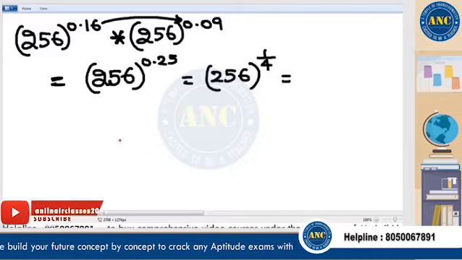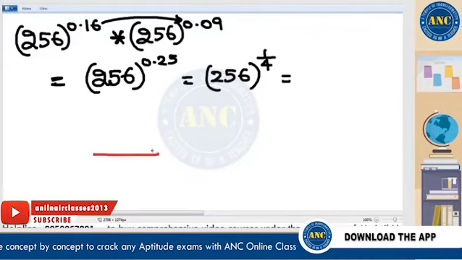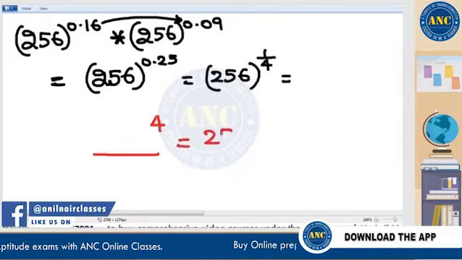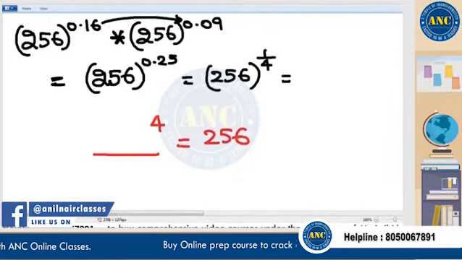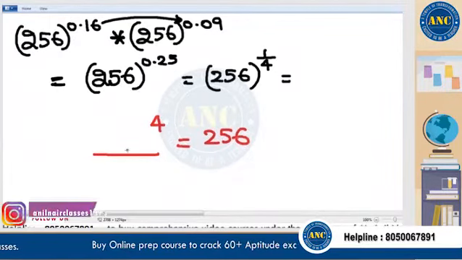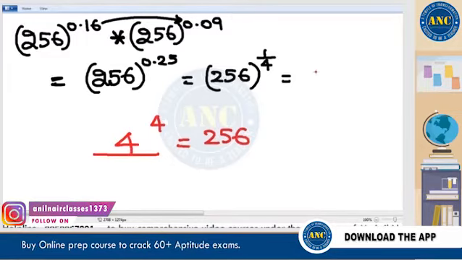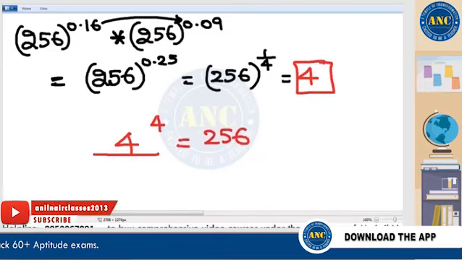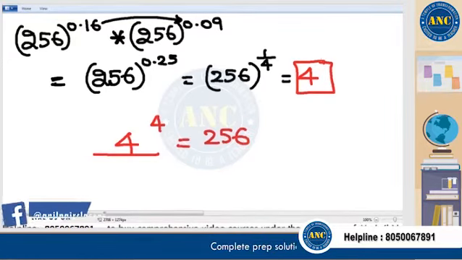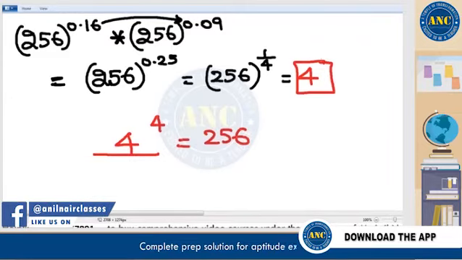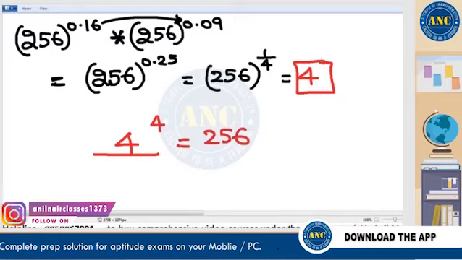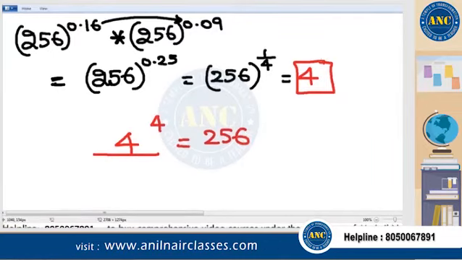What is the fourth root meaning? That means some number is there, and when I raise it to the power of 4, I should get 256. Which number, when I raise it to the power of 4, I will get 256? 4 power 4 is 256. So the fourth root of 256 will be equal to 4. I hope you are able to understand the logic behind using surds and indices, the laws of indices especially.